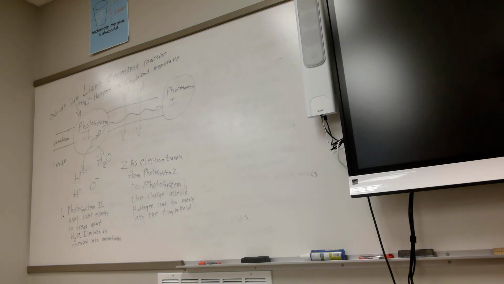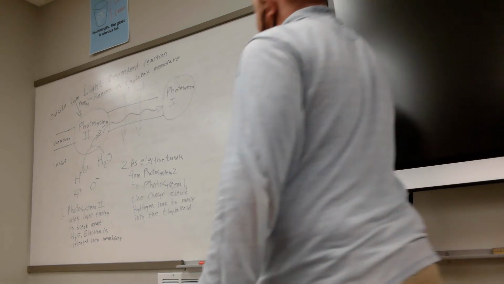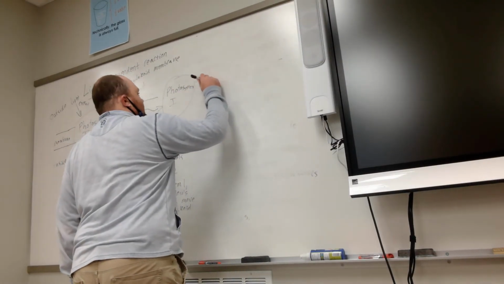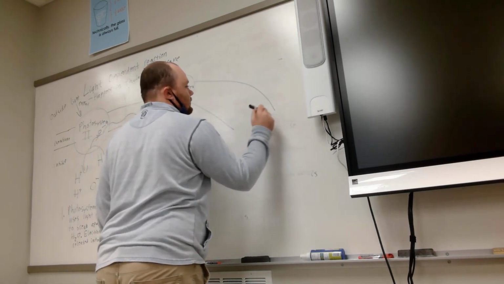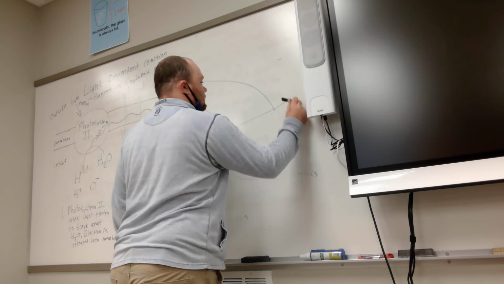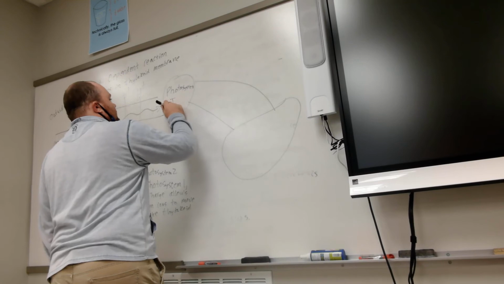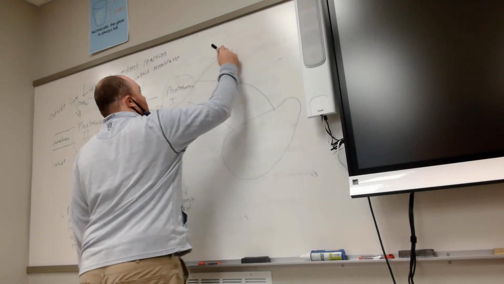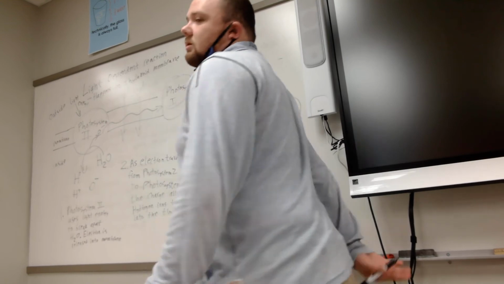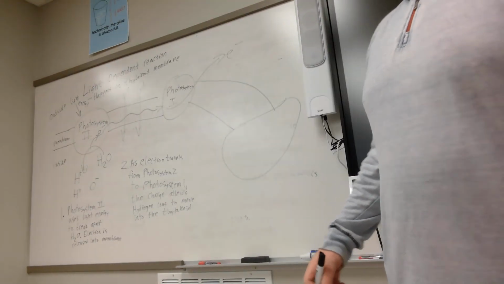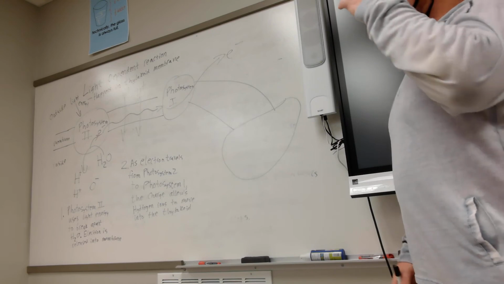So, once we hit photosystem 2, this is where we make something pretty important for the next step. At photosystem 2, the electron will eventually leave the membrane.